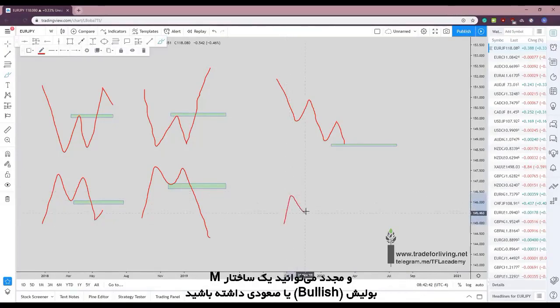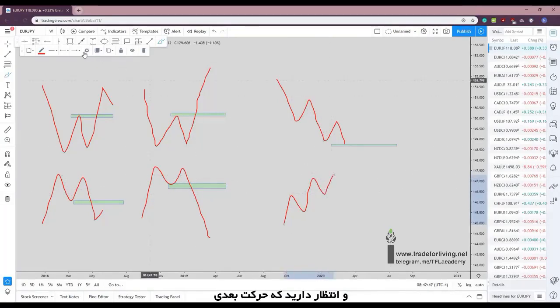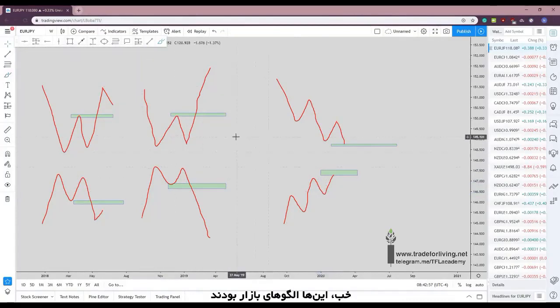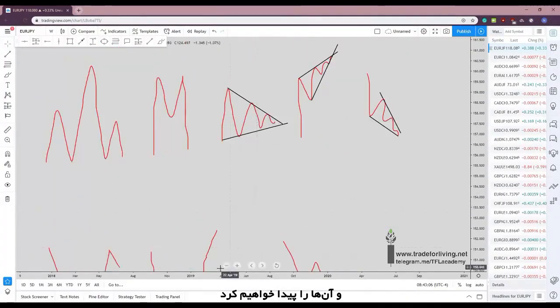And again you can have basically a bullish M formation, and you're expecting the next push to the upside, and the target will be given by taking your Fibonacci on the previous leg, which is this one here. So these are the patterns in the market. We will now go on live market examples of these patterns and we will find them.